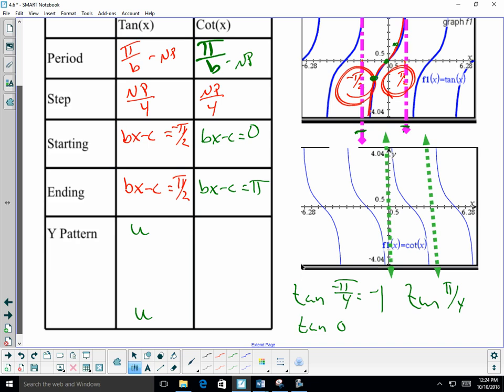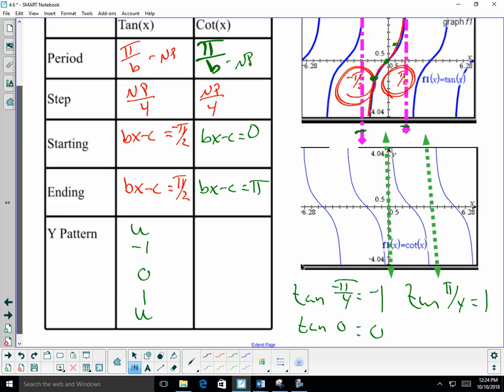The tangent of 0 will be sine over cosine. So it will be 0 over 1. So this will be 0. And then the pi over 4 will be 1. So my pattern for tangent is going to go undefined, negative 1, 0, positive 1.